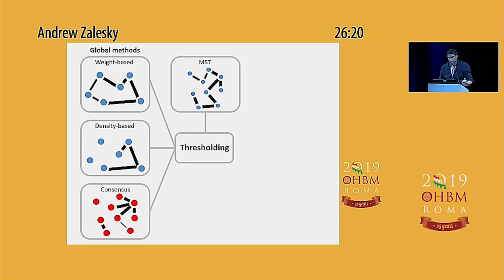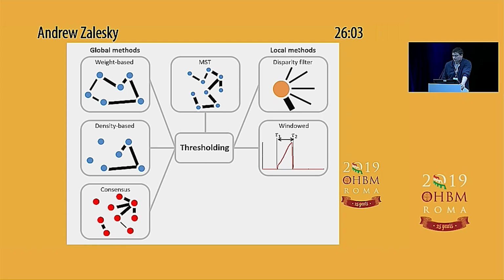So to summarise, I've presented global methods for thresholding, weight and density-based thresholds, and given you a bit of an idea of the confounds that are associated with those two methods. There's the consensus-based and MST, which are more niche. I've also briefly touched on local methods for thresholding.